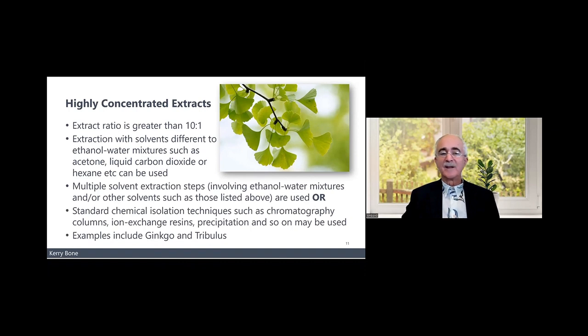So examples here include ginkgo biloba and the better forms of Tribulus terrestris, that's made from the Eastern European leaf that's used for its hormonal effects. So ginkgo is typically 50 to 1 and Tribulus 20 to 30 to 1. But personally, I, of course, have no hesitation using these types of extracts in my practice, provided they come from a reliable manufacturer and they're tested for solvent residues, which should not be there.